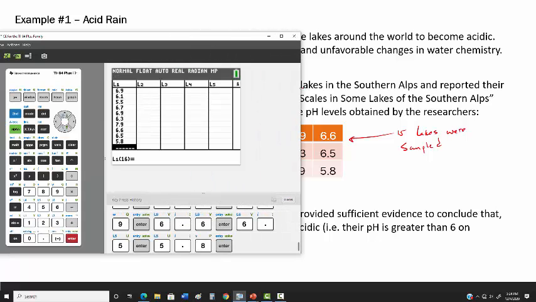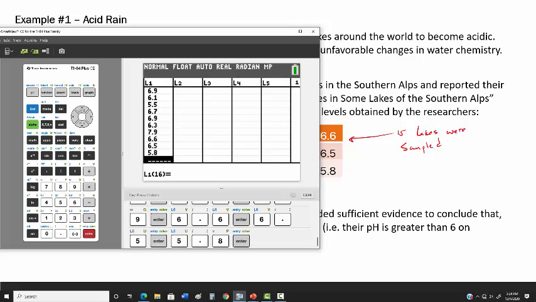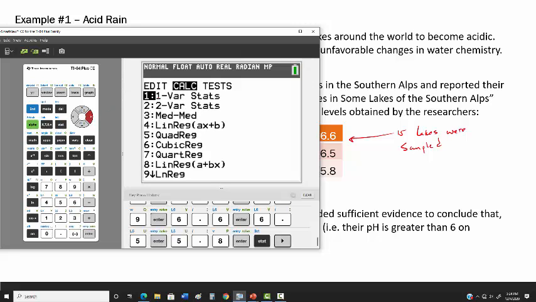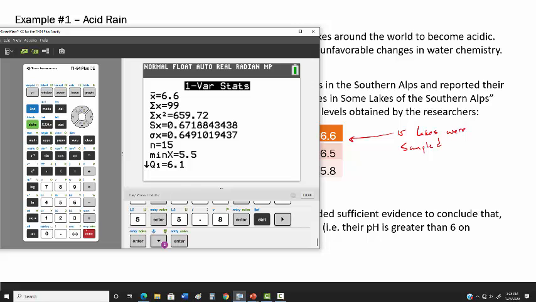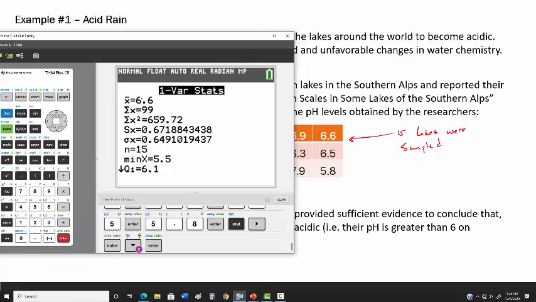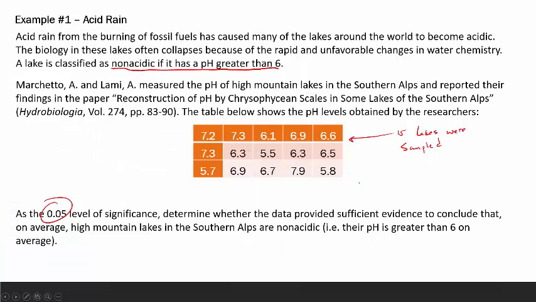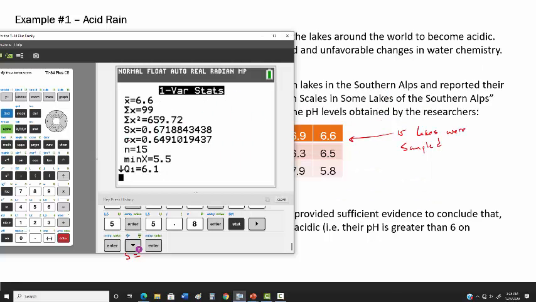The next thing I'm going to do is have my calculator compute the sample mean and sample standard deviation for us. I'm going to hit the stat button, go over to calc, and I want 1-var stats. Hit enter. It is under list 1. Now if you have a TI-83, just hit enter again. TI-84, you have to go down to calculate. You should see this. Right off the bat, X bar is 6.6. And S, the sample standard deviation, going out 4 decimal places here, is 0.6719.